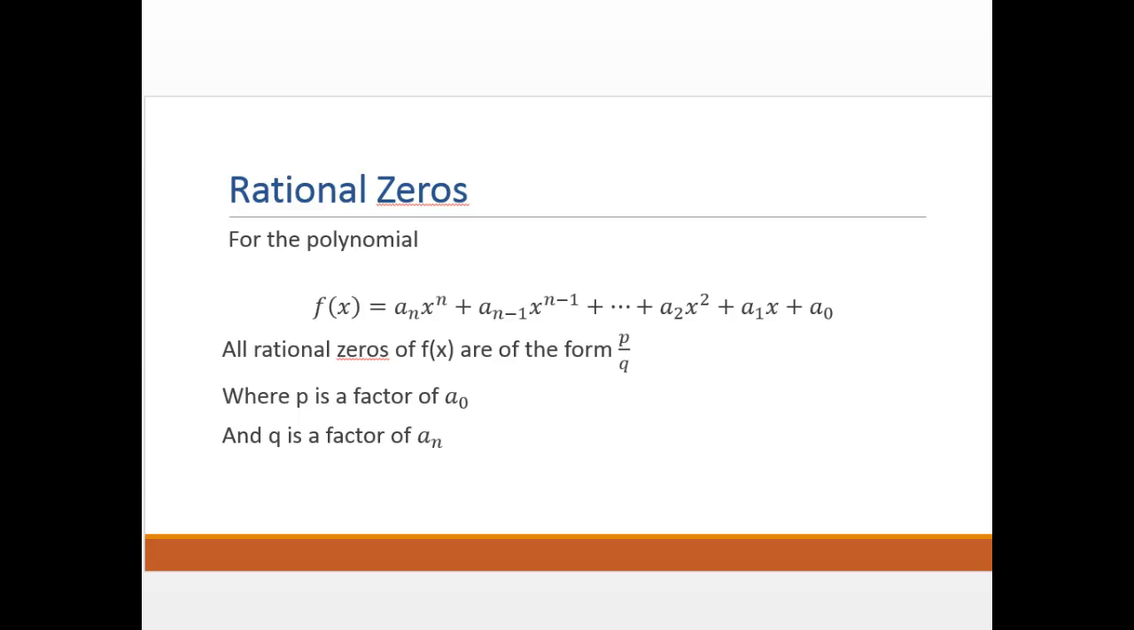Our last type is going to be rational zeros. Not all zeros come in nice little numbers. Some of them come in fractions. So we need to find out how to find all the rational zeros. All rational zeros are of the form p over q, and p is always a factor of a0, the constant term. And q is always a factor of an, which is the leading coefficient. So let's see how this works.